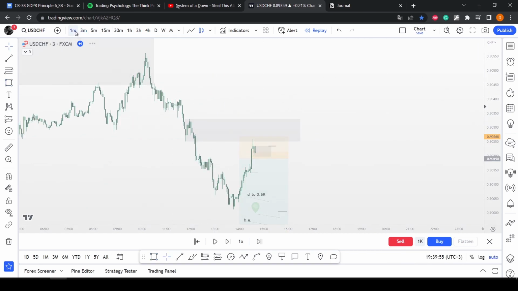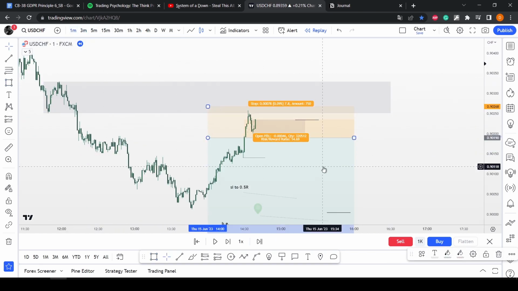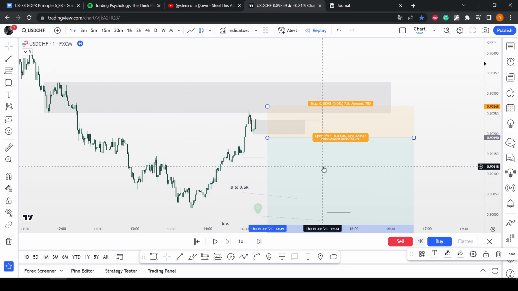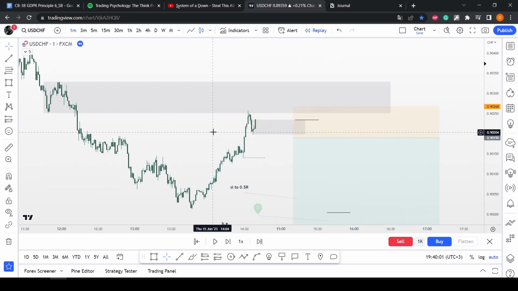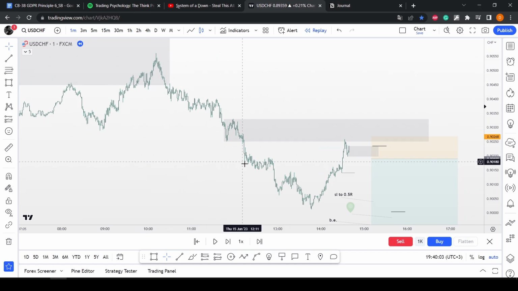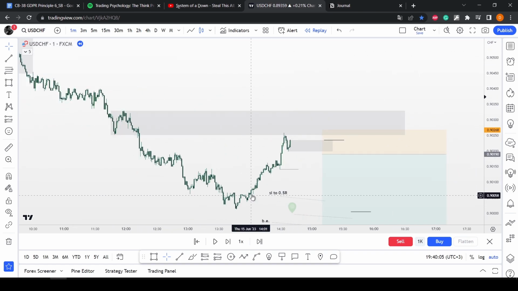And on 1 minute, it looked something like this. So this is not an entry point. Entry point will be somewhere here. So on 1 minute, we just have a market that is moving down, performing possible distribution or redistribution.